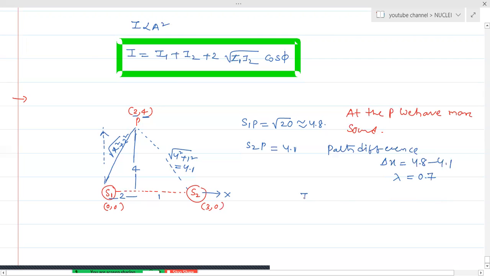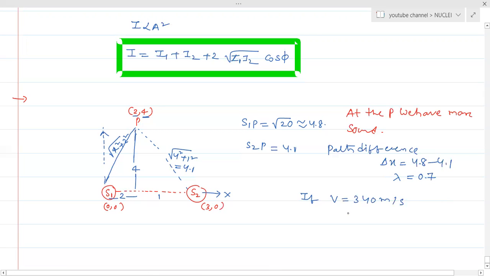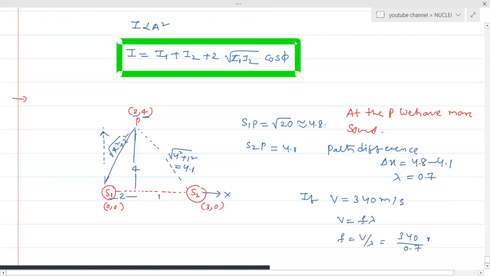For example, in the question, if the velocity is given as 350 meter per second, then we can estimate the frequency. So V equivalent to F into lambda, or F equivalent to V by lambda. So that is equivalent to 340 by 0.7, in meter per second. So this is an important model regarding the path difference as well as phase difference.